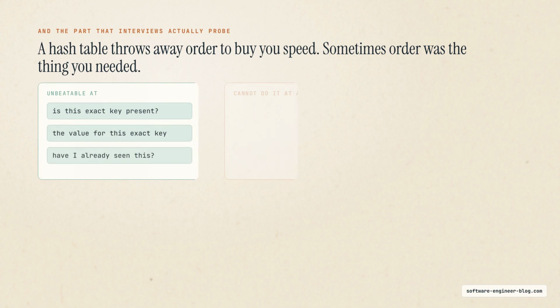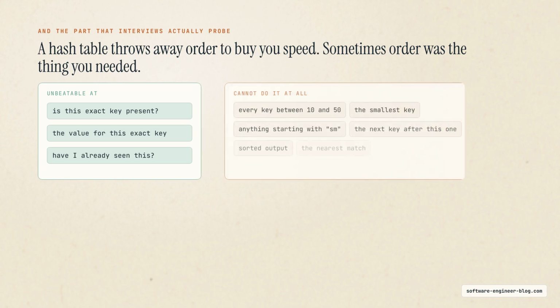Give me every key between 10 and 50. It cannot. The smallest key? It cannot. Everything starting with the letters SM? It cannot. Sorted output? The nearest match? The next key after this one? No, no, and no. And that is not an oversight.